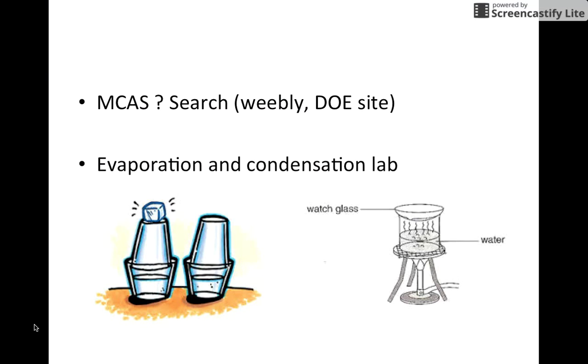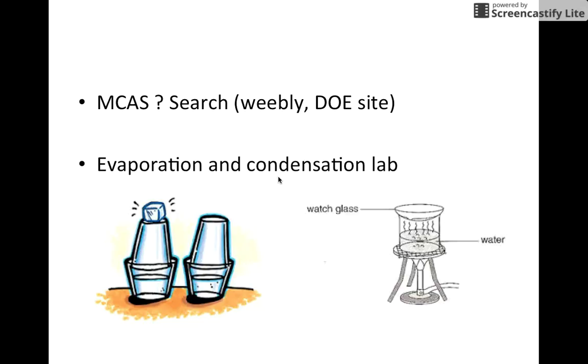And if you check out the MCAS question search on the Weebly or the DOE site, you'll see a ton of questions around this concept of the average molecular kinetic energy, or the KMT theory of heat. You'll see a lot of questions around that. Not so many questions about solids and liquids, melting, heating and cooling processes. But every now and then they do throw a question on evaporation or condensation on there.